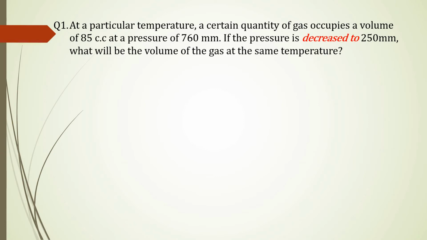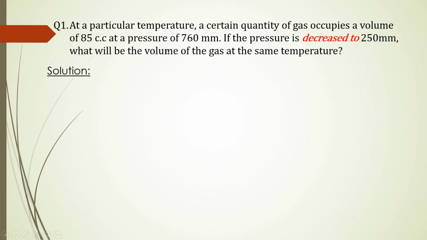Question number 1. At a particular temperature, a certain quantity of gas occupies a volume of 85 cc. Cc is also equal to centimeter cube, at a pressure of 760 millimeter. If the pressure is decreased to 250 mm, what will be the volume of the gas at the same temperature?